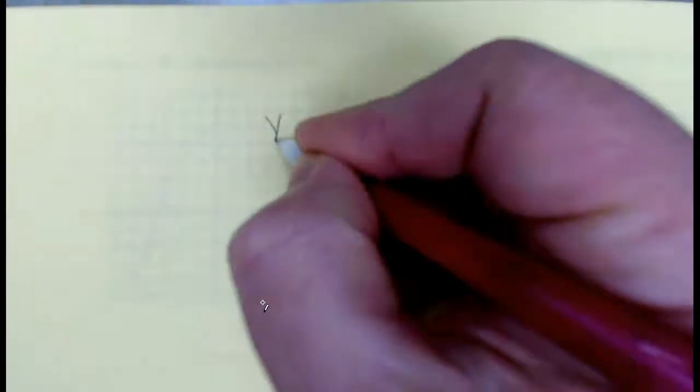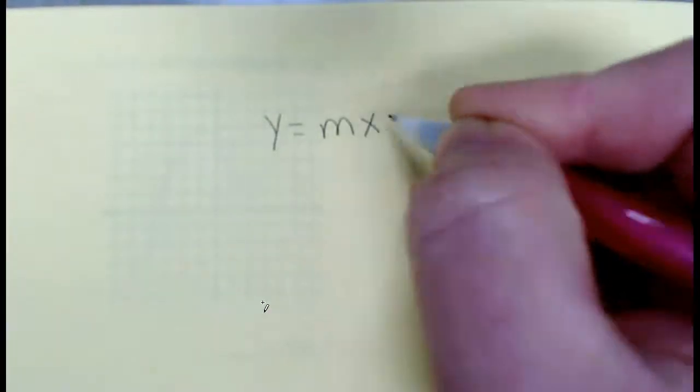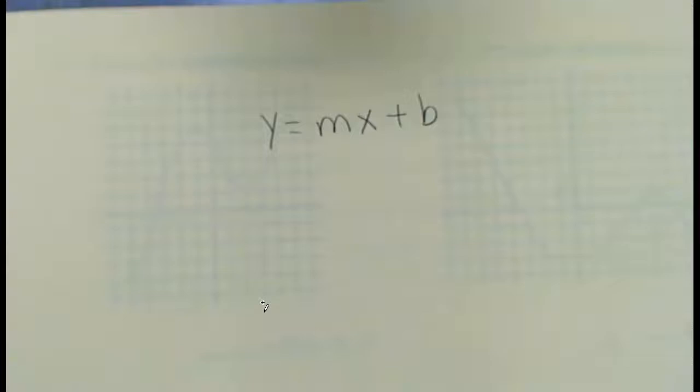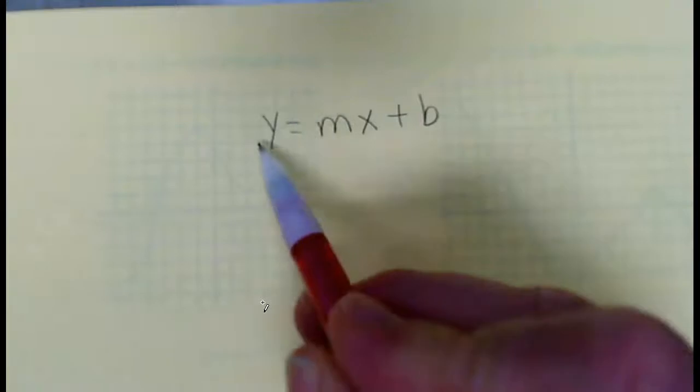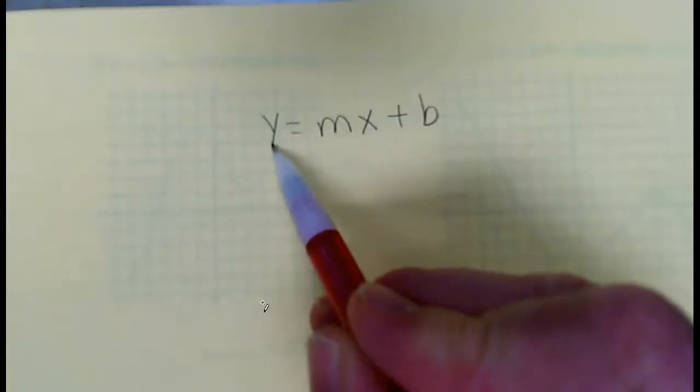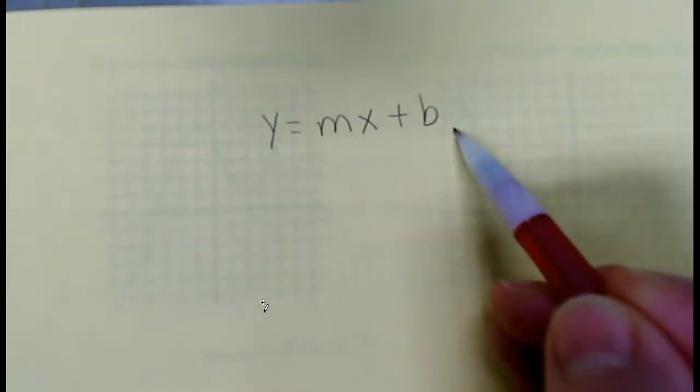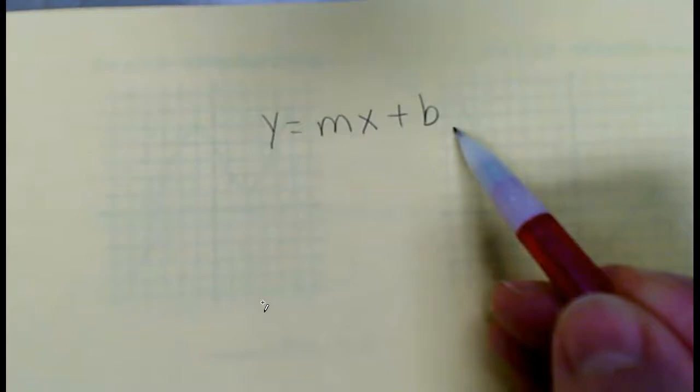Okay, do you recognize this as your good old equation of a line? And your independent variable is x, and your dependent variable is y, and this is a function, a linear function.